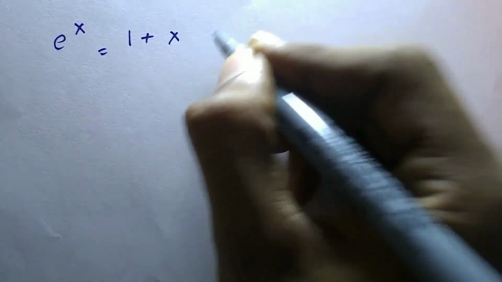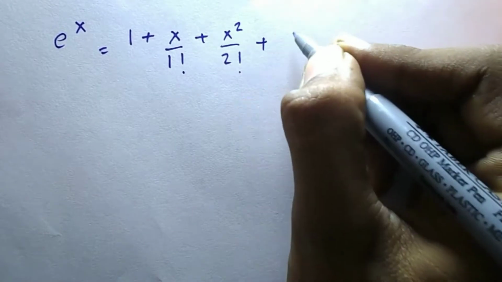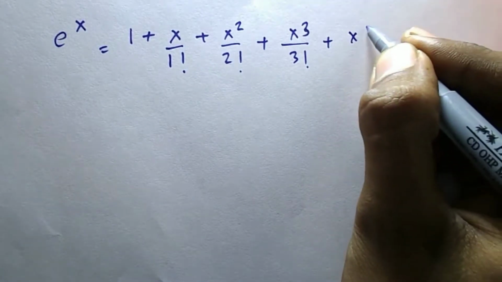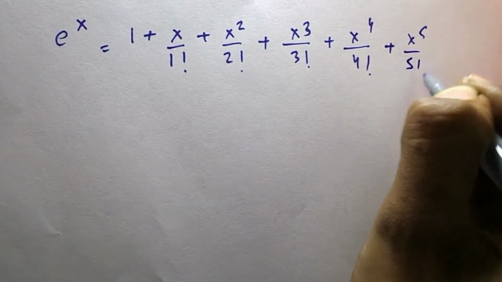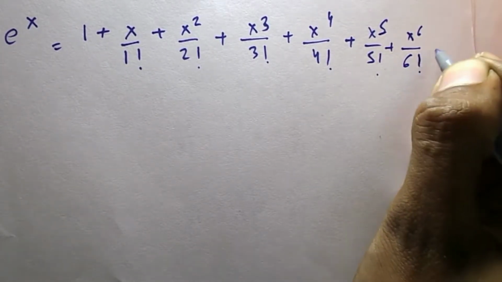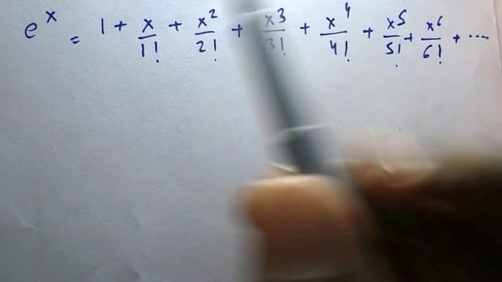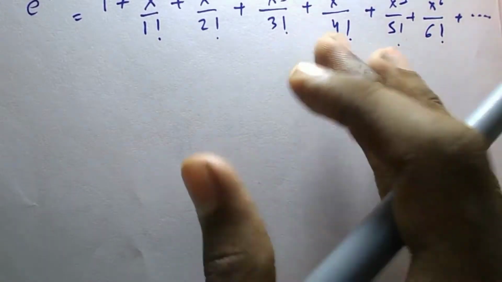So the e to the power x expansion was 1 plus x by 1 factorial, x squared by 2 factorial, plus x cubed by 3 factorial plus x to the power 4 by 4 factorial plus x to the power 5 by 5 factorial plus x to the power 6 by 6 factorial, and so on. So that's the expansion of e to the power x. Now if you see, there is no negative term here. All terms in this expansion are positive.